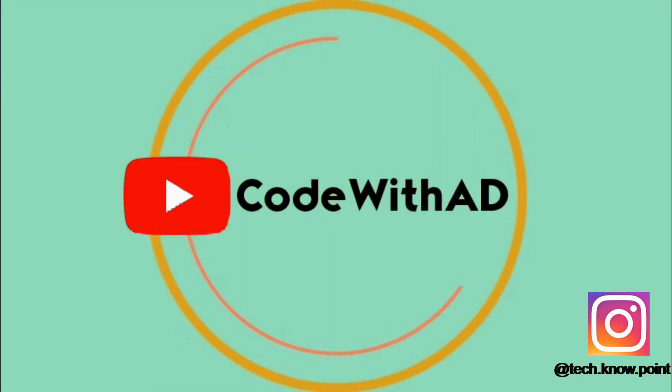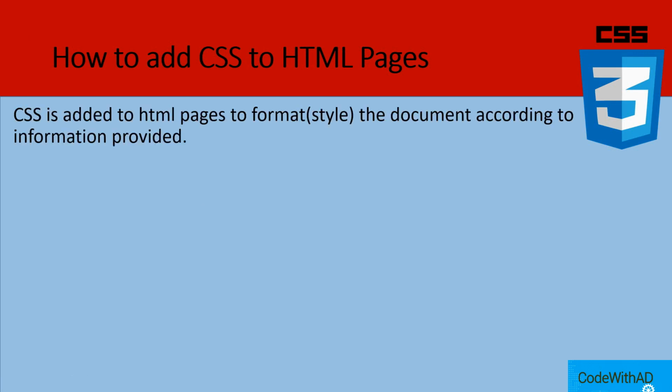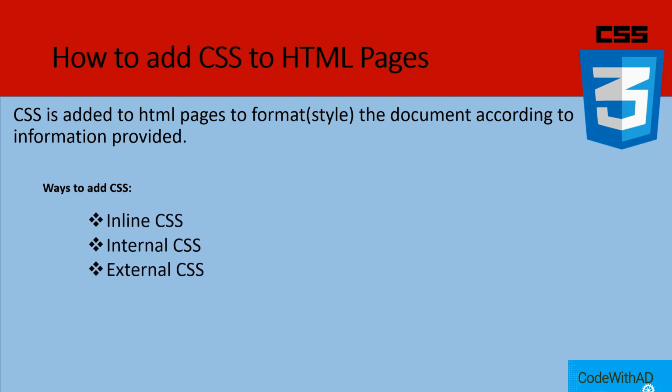So this is the second video of the CSS series, and today we'll discuss how to add CSS to your HTML pages, which means if you are done with your HTML coding and your plain HTML page is ready, then how to beautify that page using CSS. There are three ways to do so. The first one is inline CSS, the second is internal CSS, and the third is external CSS. We will discuss all of these with the help of code in this video today.